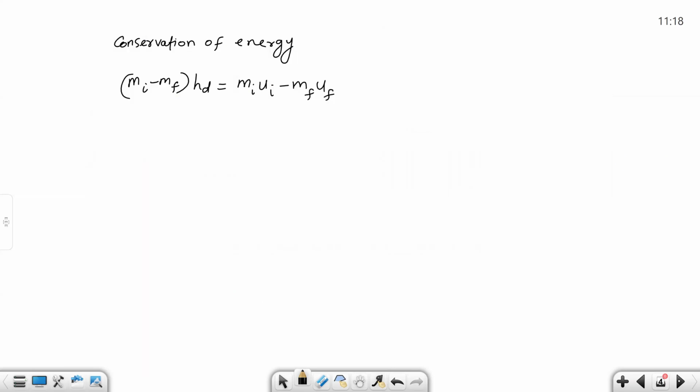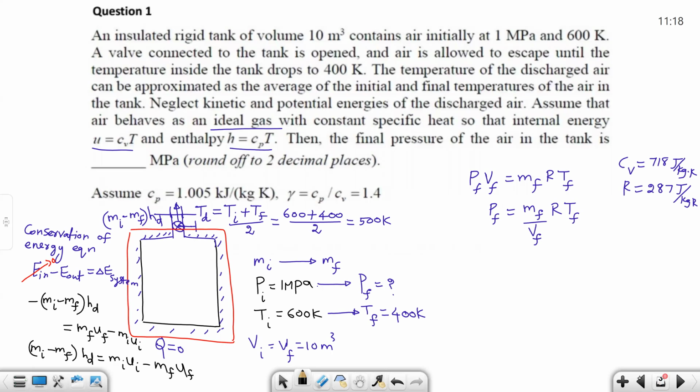Okay, so we know that, maybe we write one more step. Hd is Cp times T_D, the discharge temperature. This is Cv times T initial, minus Cv times T final, the final temperature. So only the final mass is not known. Initial mass you can calculate if you go back.